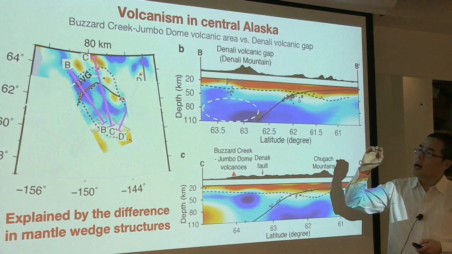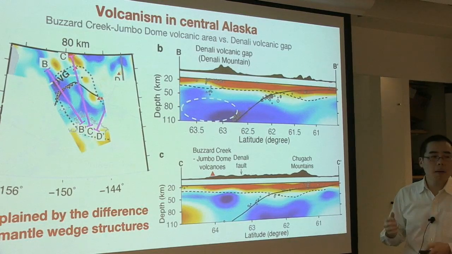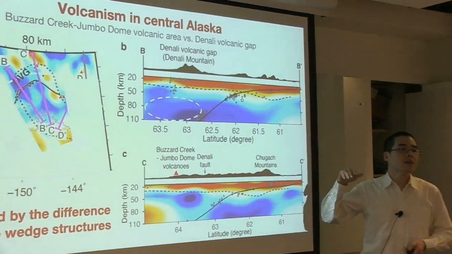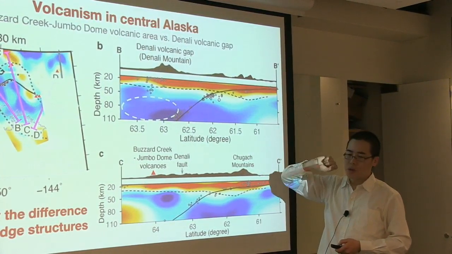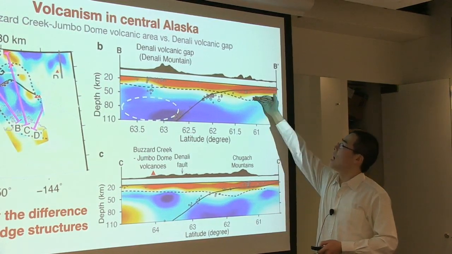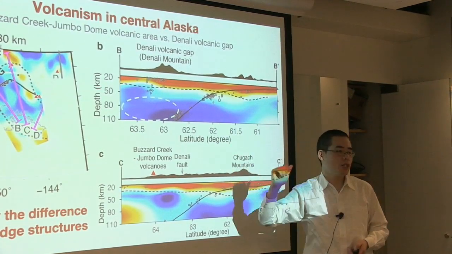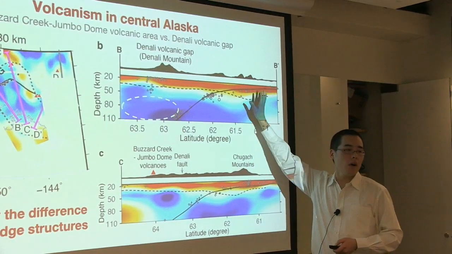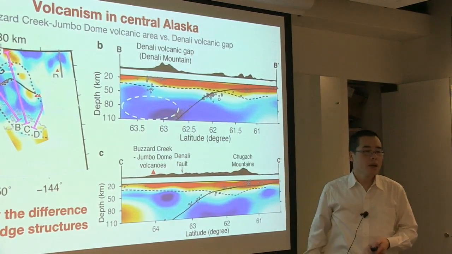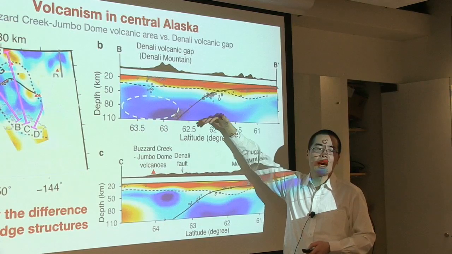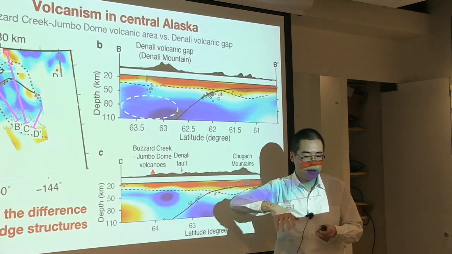The lack of volcanic activity in the Denali volcanic gap is commonly attributed to the presence of flat subduction. With flat subduction, there are two reasons. One is that the slab goes through a longer distance before it reaches the mantle wedge, so the water has probably already been released before it reaches the mantle wedge. The other is that the slab is relatively flat, so it's not easy to get deep enough to be dehydrated or heated.